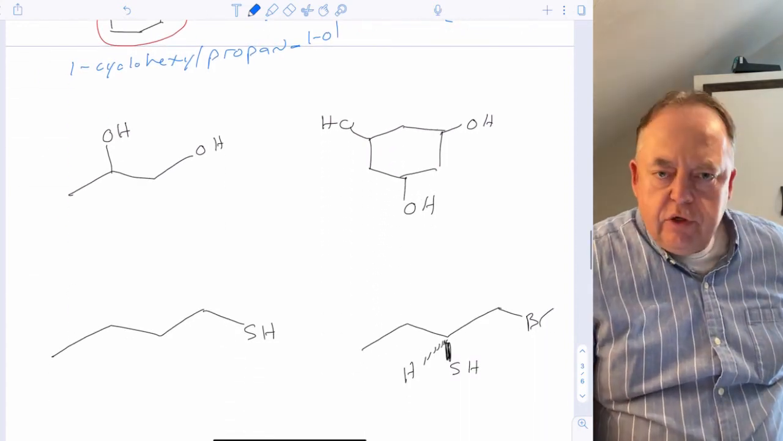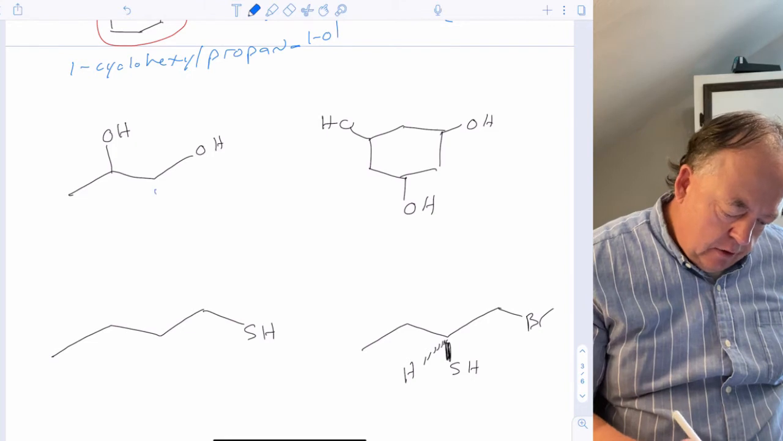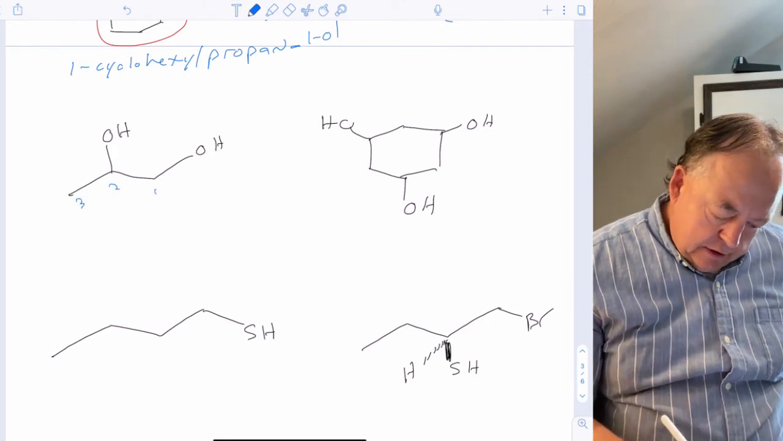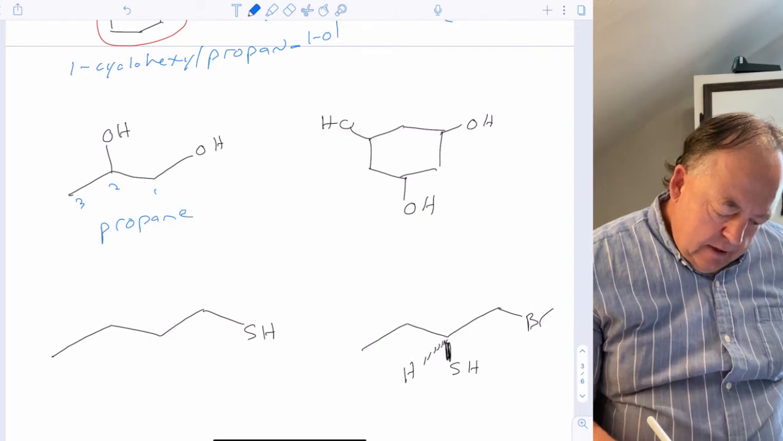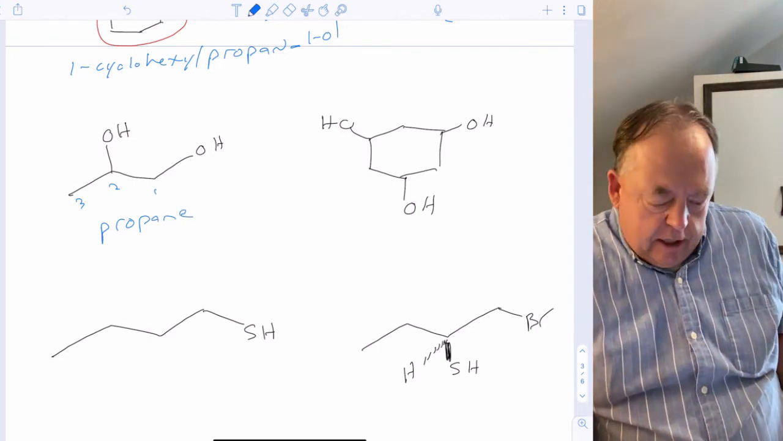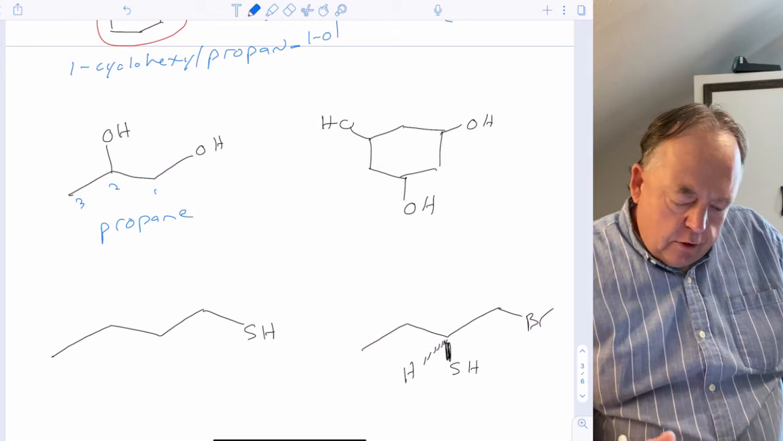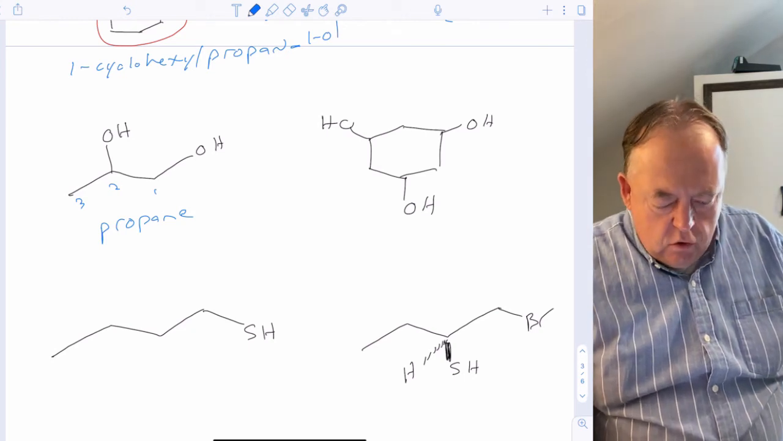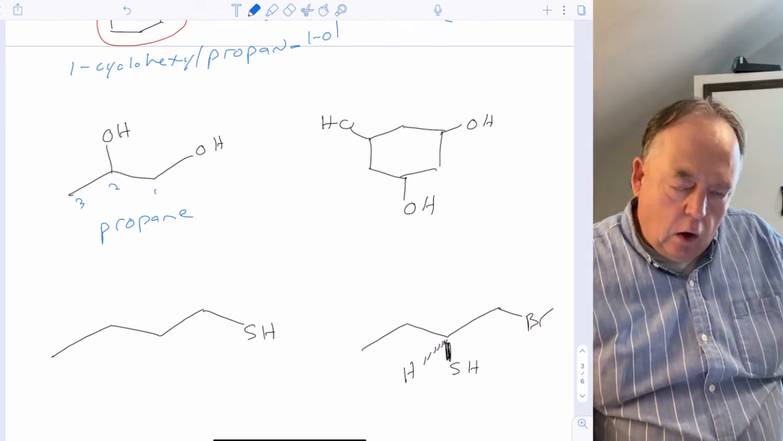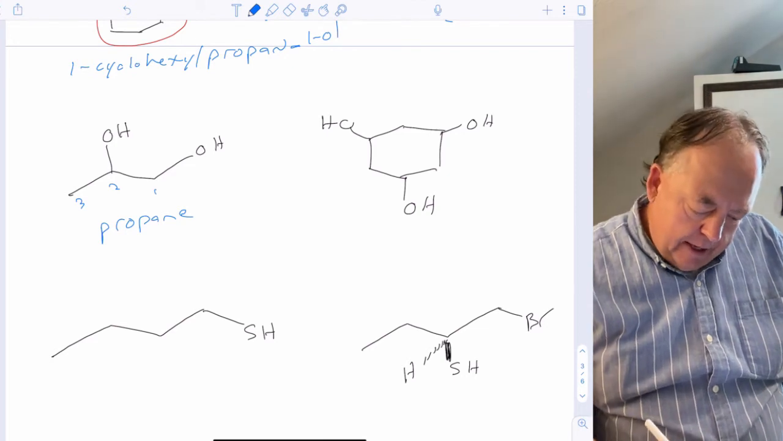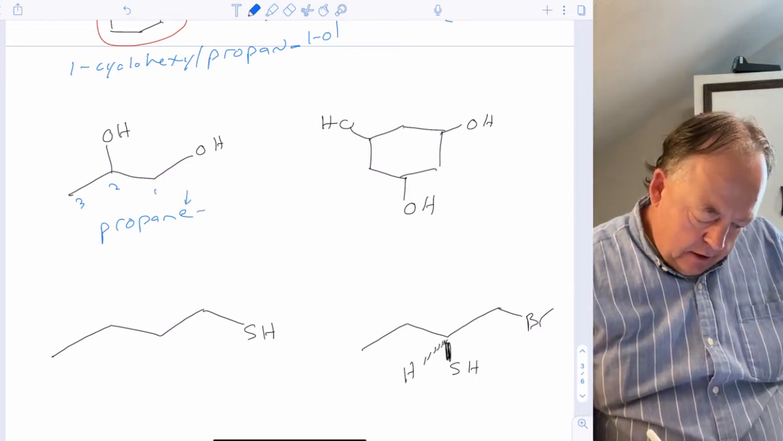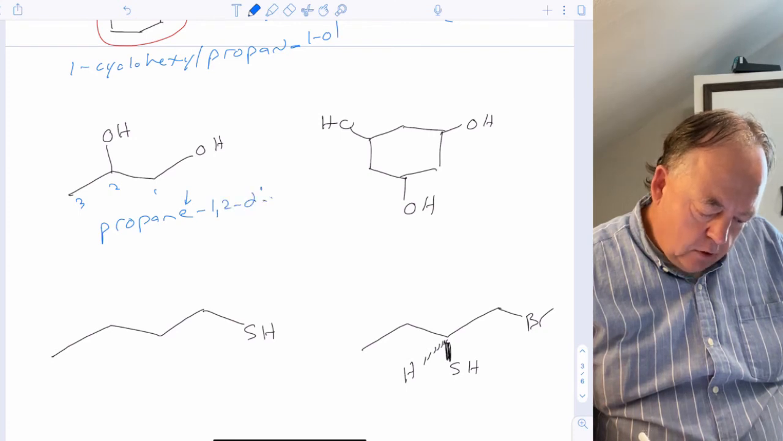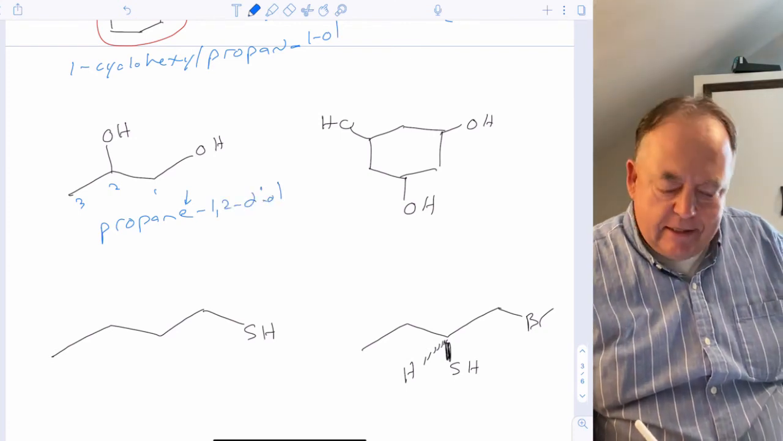Okay, so what if you have 2 OHs or 3 OHs in the molecule? So that would be propane. Just like if you had 2 methyls, it would be dimethyl, or 3 methyls would be trimethyl. If you have 2 OHs, OH would be ol, so this would be diol. And to make this easier to say, you keep the A, so propane-1,2-diol. Otherwise, you have 2 consonants next to each other.